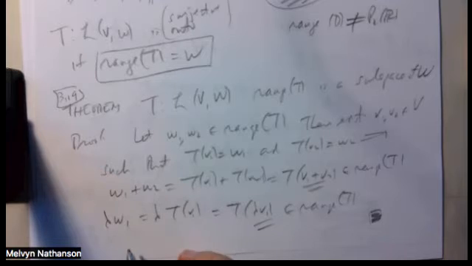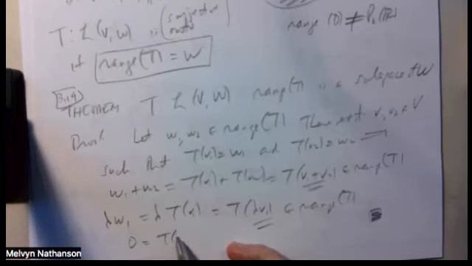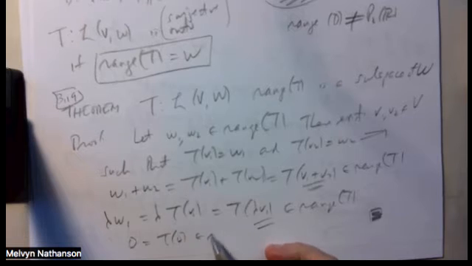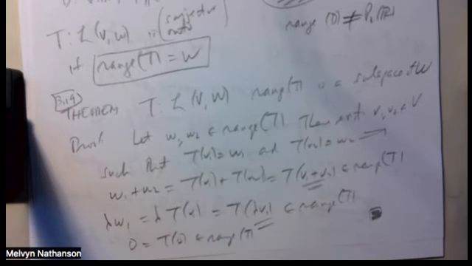And finally, just to state the obvious, 0, which is the image of the 0 vector, is in the range of T. So the range of T is a non-empty subset of W that contains 0, and it's closed under vector addition and scalar multiplication. And therefore, it's a subspace.